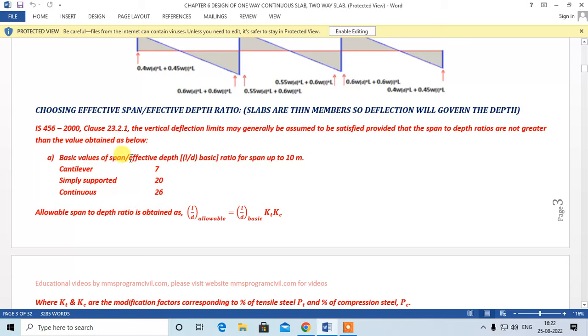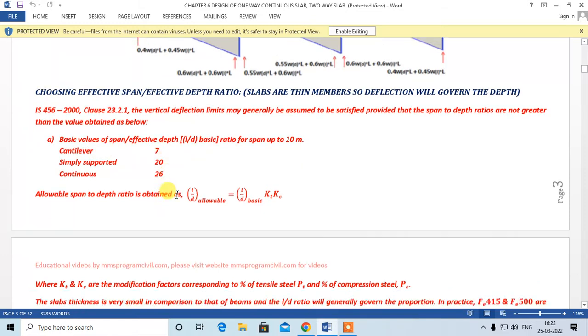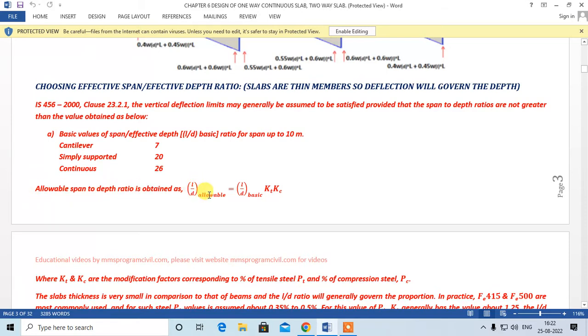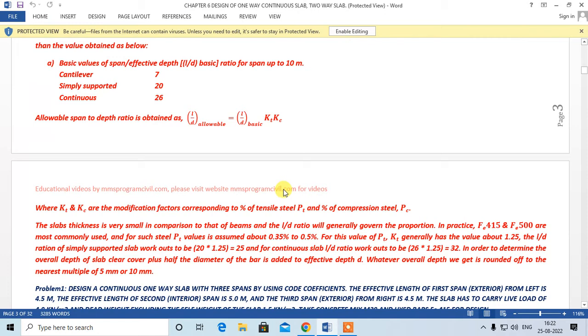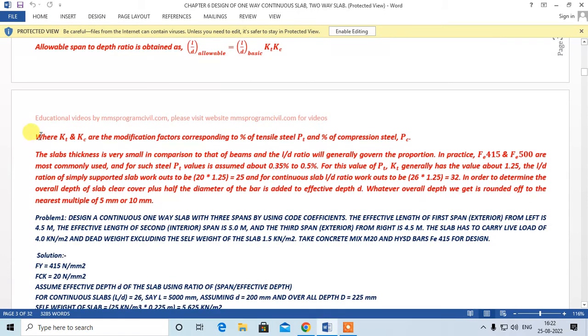A basic value of span to effective depth, L by D basic ratio, for spans up to 10 meters. This is all which we know very well. For cantilever it is 7, for simply supported it is 20, for continuous it is 26. So the total actual L by D allowable is equal to L by D basic into KT into KC, where KT and KC are the modification factors corresponding to the percentage of tensile steel PT and the percentage of compression steel PC, right?